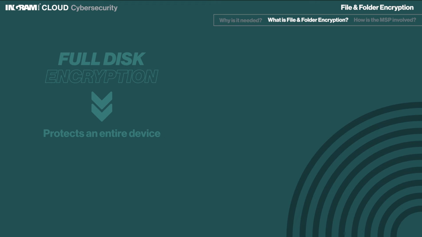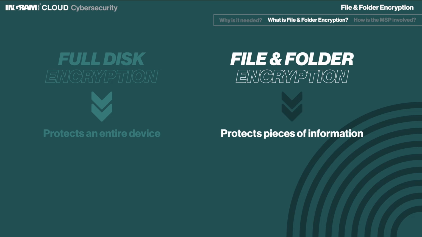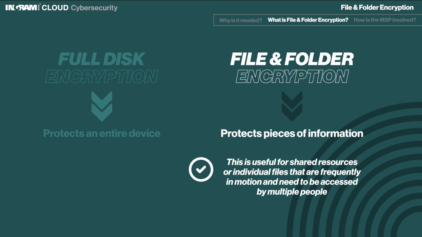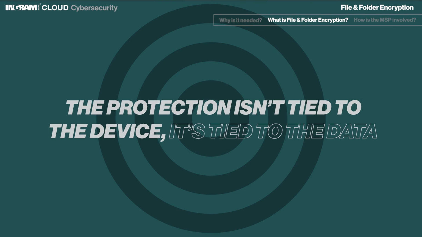While full disk encryption protects an entire device, file and folder encryption protects pieces of information. This is useful for shared resources or individual files that are frequently in motion and need to be accessed by multiple people, perhaps even simultaneously. The breach of a single device doesn't compromise the integrity of the data itself because the protection isn't tied to the device. It's tied to the data.